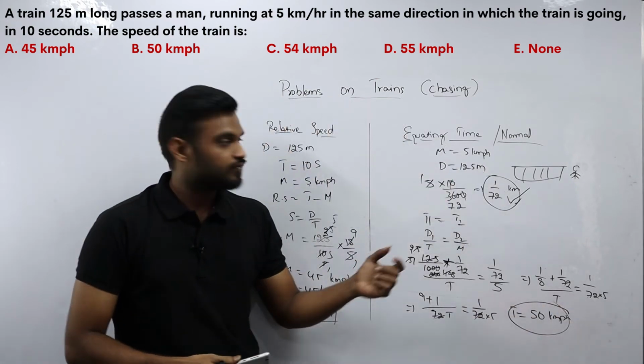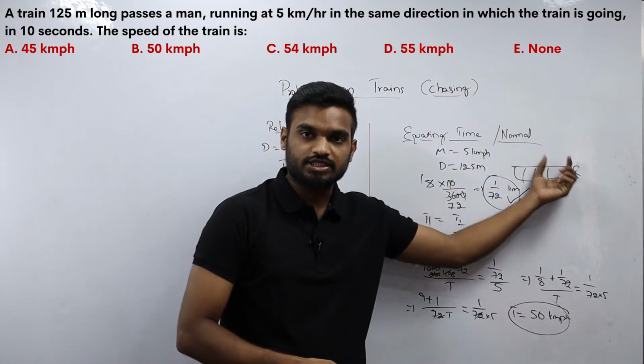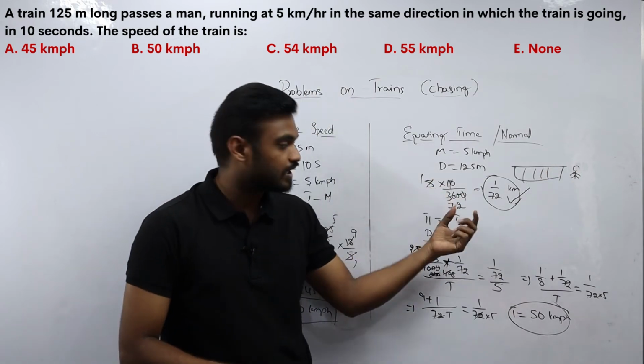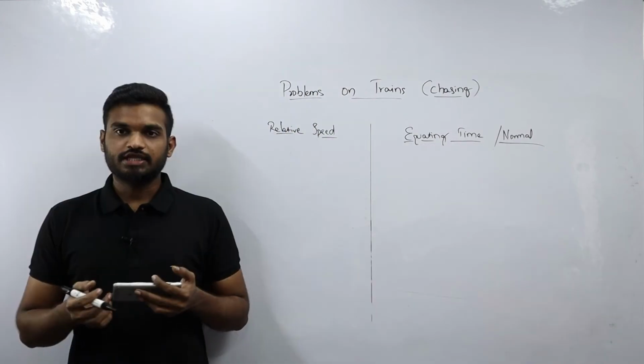Here, first of all we need to find out the distance traveled by the man, and then we can find out the speed of the train. Okay, now let's see the second problem.